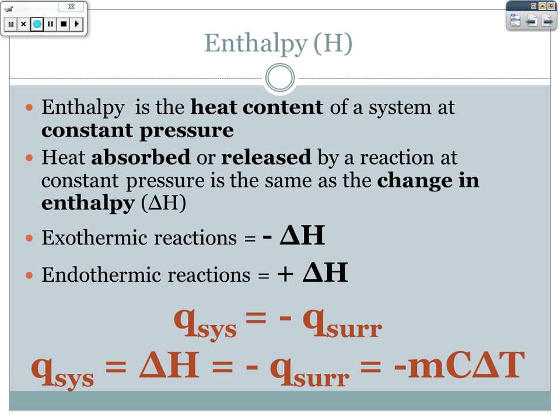If Q system is equal to delta H, which is therefore equal to negative Q surroundings, delta H is going to be equal to negative mc delta T. Because Q surroundings is equal to mc delta T, so negative Q surroundings would have to be equal to negative mc delta T. Which is why when you have an exothermic reaction, which has a change in temperature, and you're measuring that change of temperature, you get a negative number, because you're actually measuring the temperature of the surroundings. The heat is being given off to the surroundings. That's why exothermic reactions, the temperature goes up. Heat is being gained by the surroundings or released from the system. So you get a negative delta H for exothermic reactions and positive delta H for endothermic reactions.